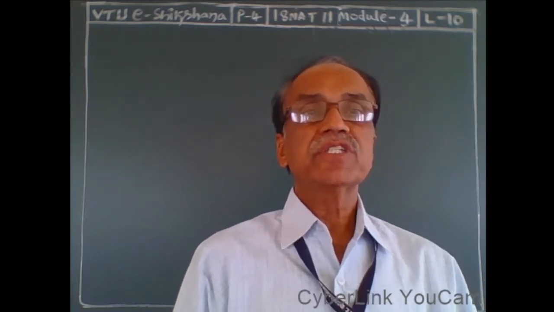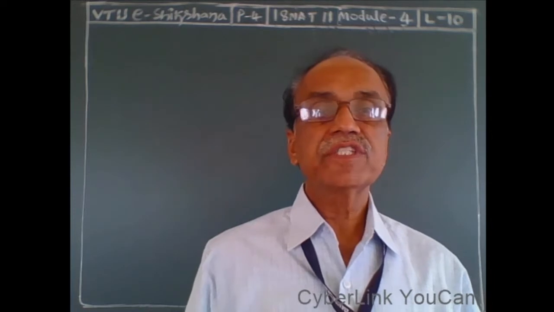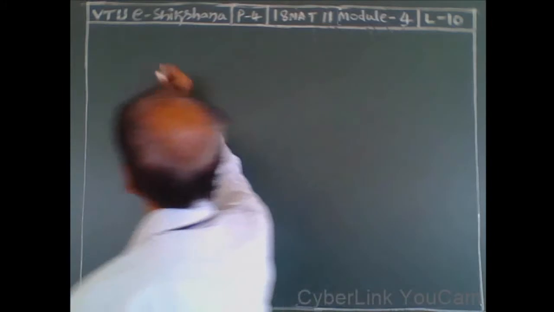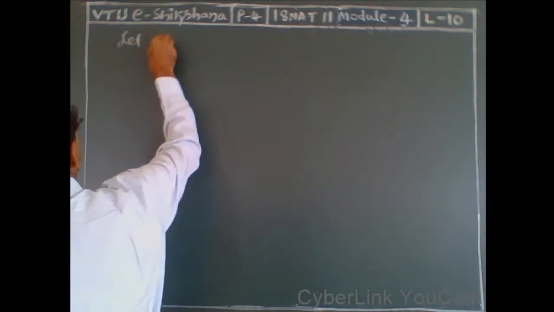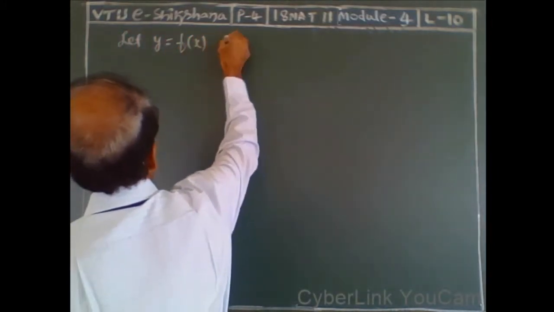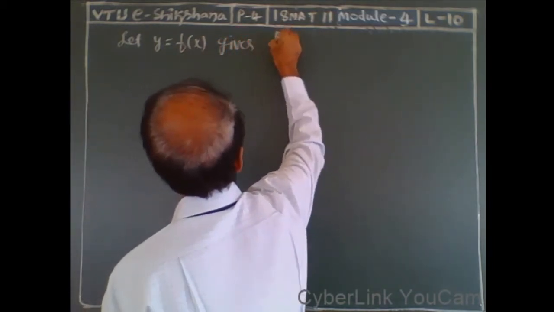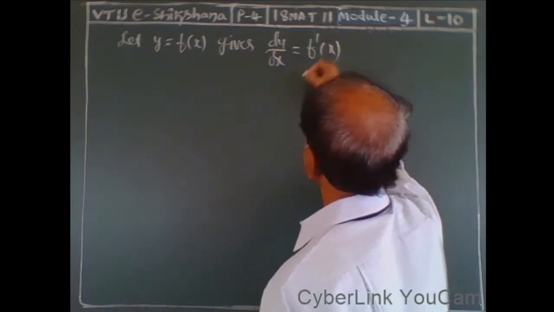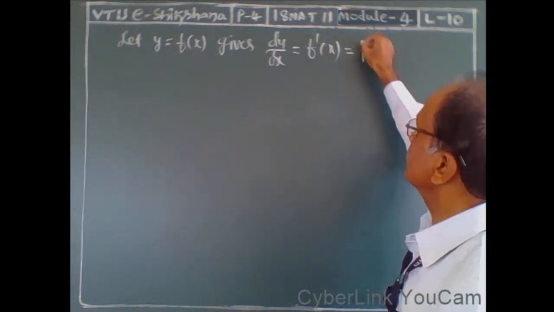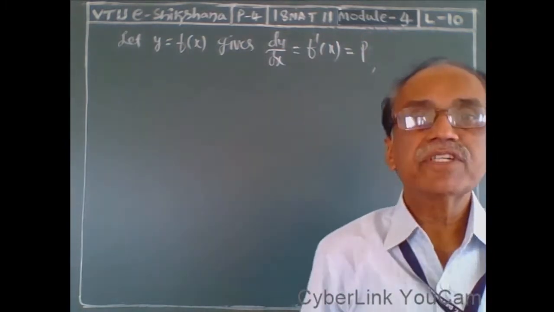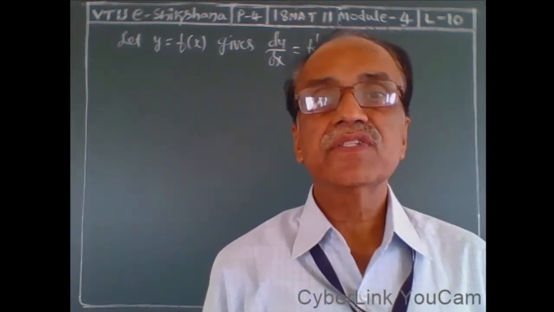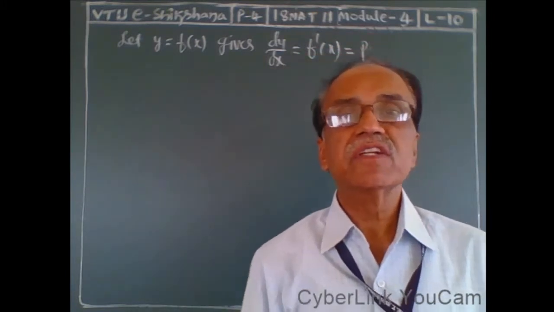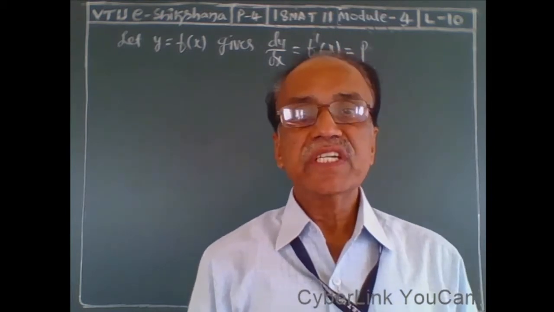In the general equation, that is differential coefficient where the functional relation represents like this, that y is equal to f of x gives dy by dx equal to f dash of x, that is equal to P, where that differential coefficient dy by dx is written as the symbol P. Here we solve for singular solution and we solve for general solution.